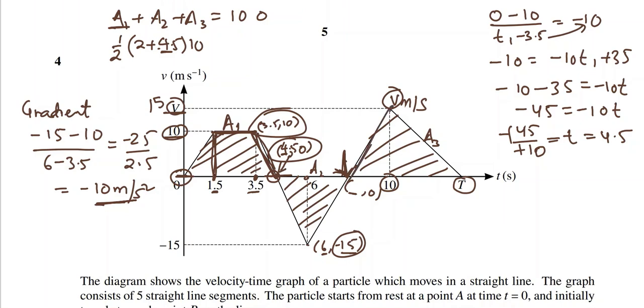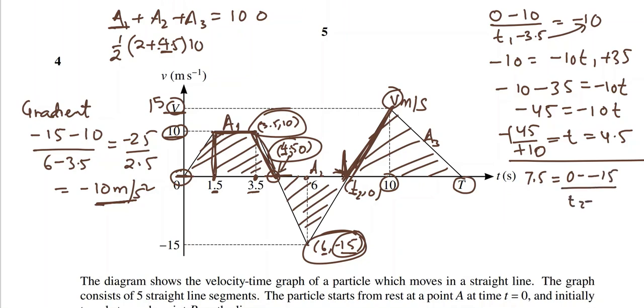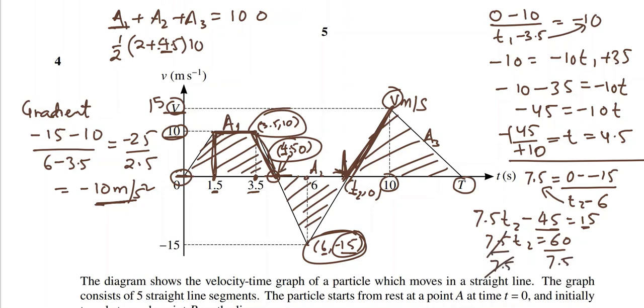And we know the gradient of this line is 7.5. So I will use this point 6, minus 15 and just call it T2, 0. All right. So the gradient is 7.5, which is equal to 0 minus minus 15 over T2 minus 6. Okay. So we can logically use it, but let me do it the mathematical proper way. 7.5 T2 minus, this will be 45, minus 45 equal to 15. 7.5 T2 equal to 15 plus 45 will be 60 on this side. Divide by 7.5, divide by 7.5, cancel. And that comes out to be how much? 8.